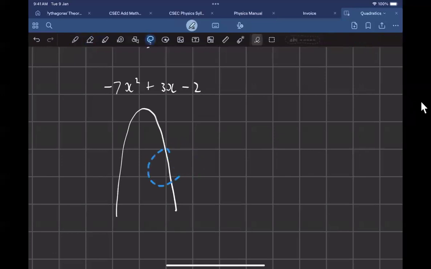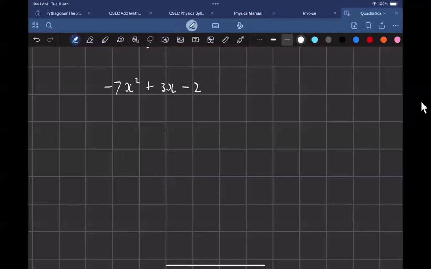Kirsten, I want you to tell me what A, B, and C are. A is 7, B would be 3, and C would be negative 2. Perfect.